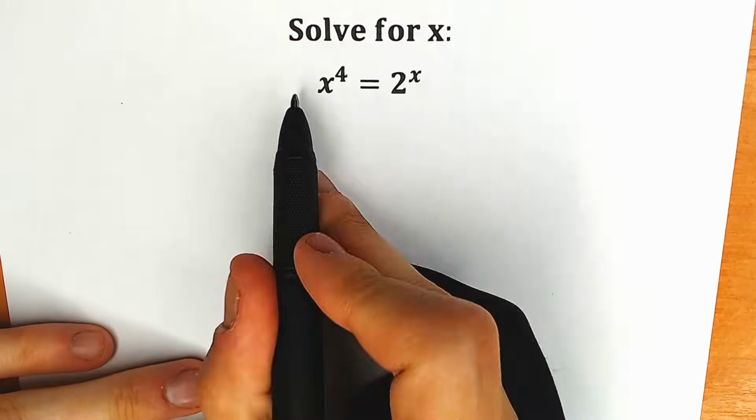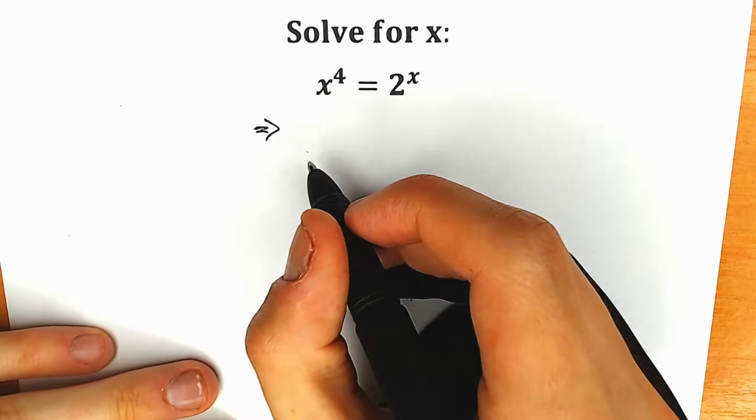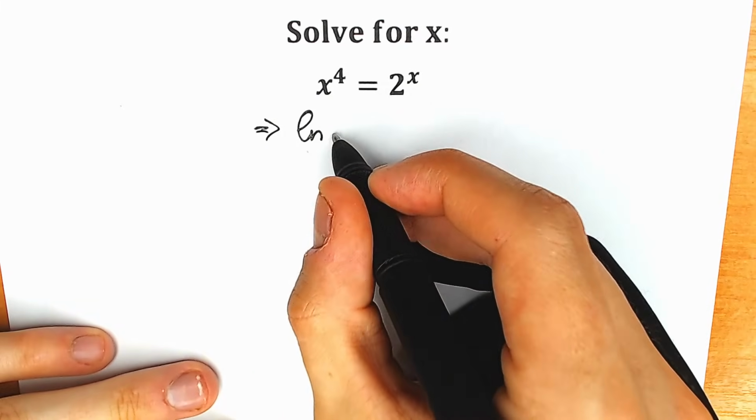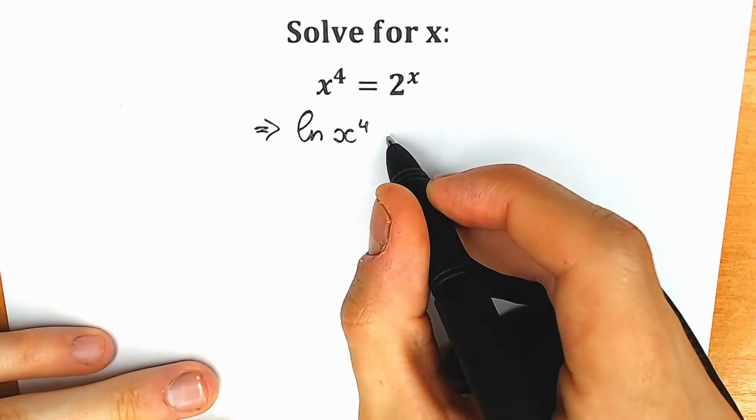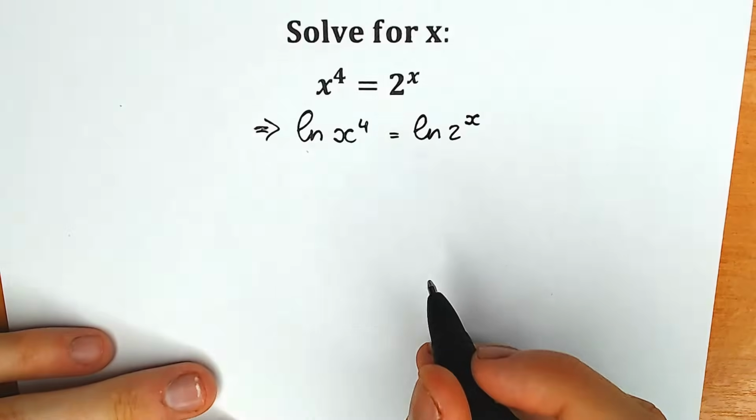So first of all, let's take natural log on both sides. This is our first step. Let's do this right now, real quick. So we have natural log of x to the fourth power on the left side, and on the right side we have natural log of 2 to the power x.